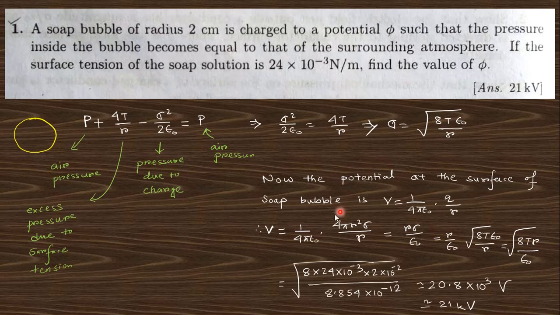Now the potential at the surface of the soap bubble, you know, this is the potential of a spherical shell, that is V equal to 1 by 4 pi epsilon naught times q by r. If you put the value of q, which is nothing but 4 pi r square sigma, the 4 pi and one r cancel out, so r sigma by epsilon naught. If you put in the expression of sigma, you will get this expression, and putting in the given values of r, T and epsilon naught, you will get this voltage, that is 21 kilovolt. I think that is clear. Go to the next question.